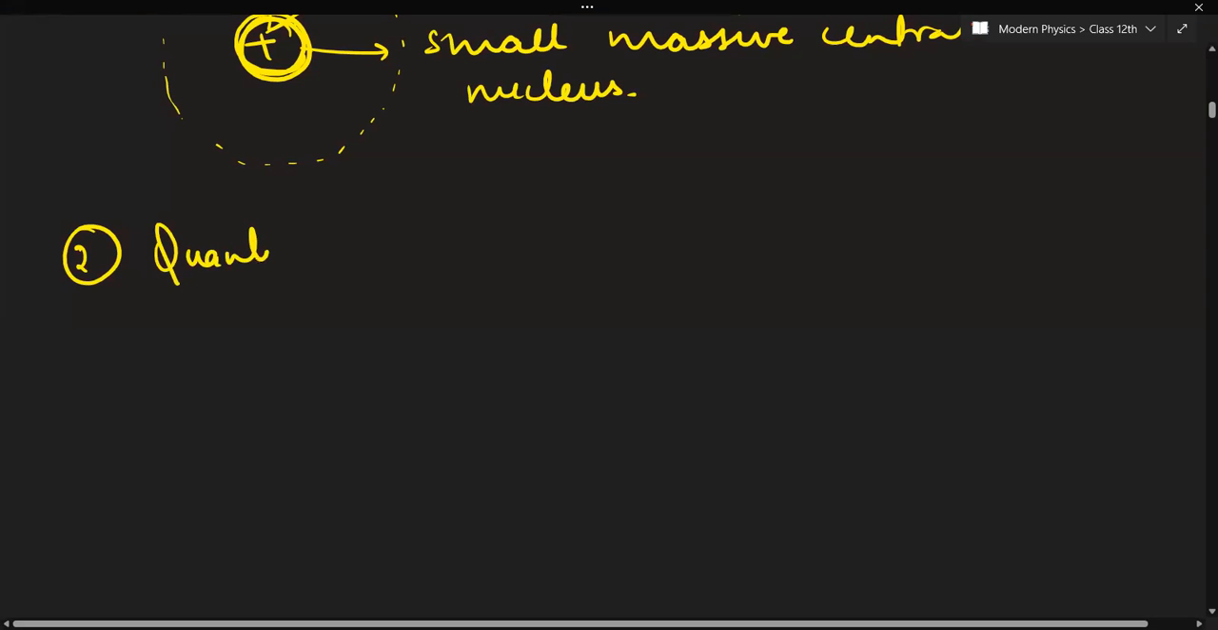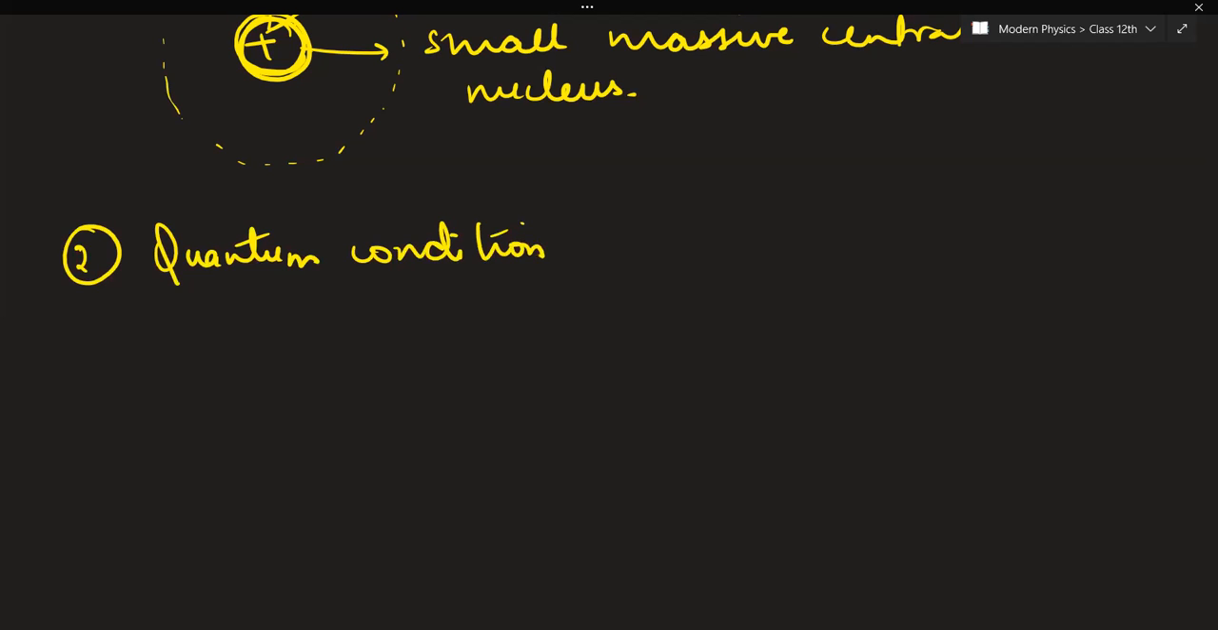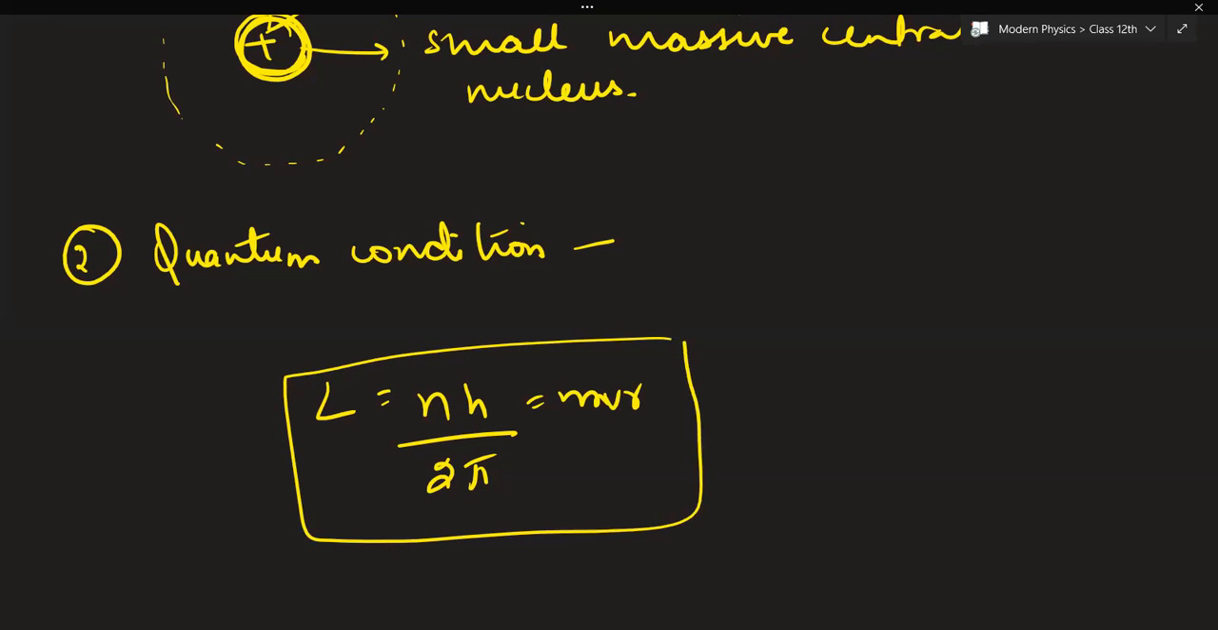Second is the quantum condition, the same as what you have studied. The quantum condition is that electrons are permitted to circulate only when the angular momentum of the electron is an integral multiple of h by 2 pi. So L is equal to nh by 2 pi, that is mvr. This is Bohr's quantization condition, which I've told you about, where n is 1, 2, 3 and so on.